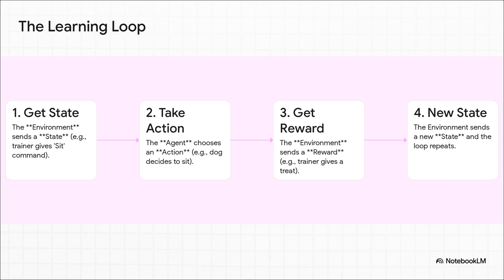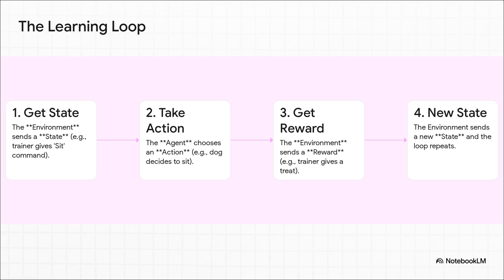Step 1, the environment sends a state. So you, the trainer, give the sit command. Step 2, the agent sees that state and chooses an action. The dog decides to sit down. Step 3, the environment sends back a reward. You give the dog a treat, a nice +1. And finally, step 4, the environment sends a brand new state. The dog is now sitting, waiting for what's next.